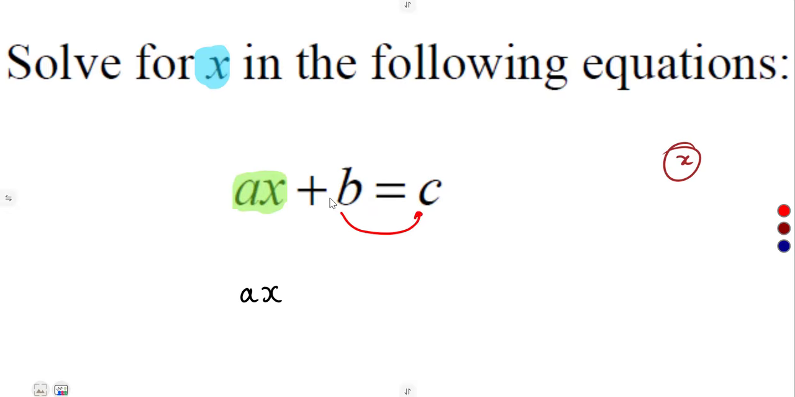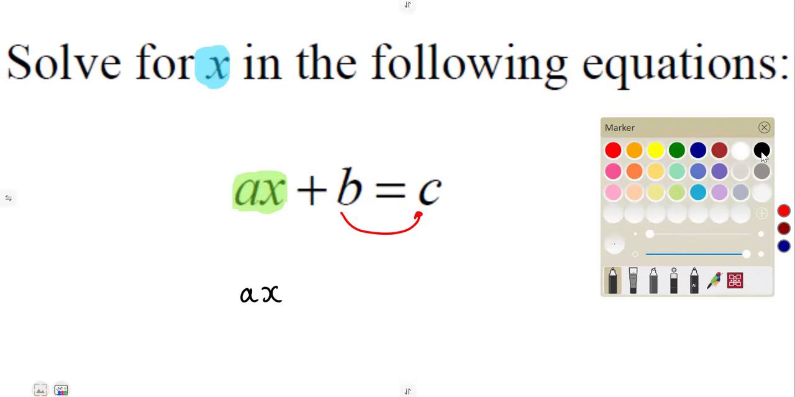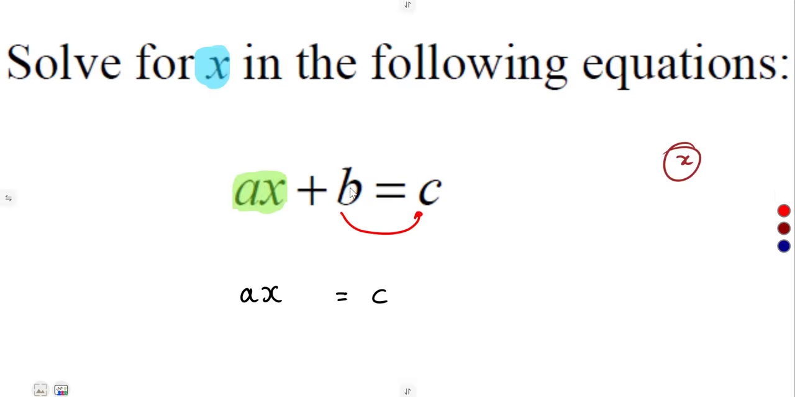It's a positive. The moment it crosses there, it changes the sign. Or simply subtract b from both sides, or you throw it to the other side of the equal sign. So it's going to be equal to c. B was a positive. The moment it crosses that equal sign, it changes, so it's now a negative. So this is what we have. It's now minus b. So ax is equal to this, and we are to solve for x.